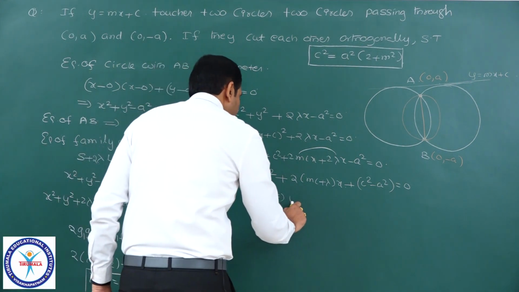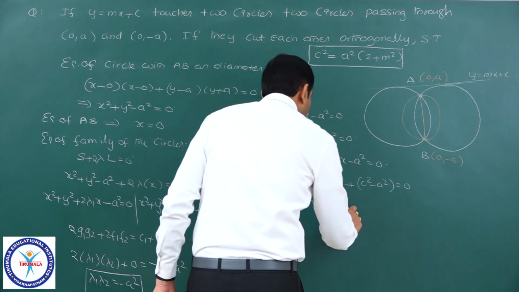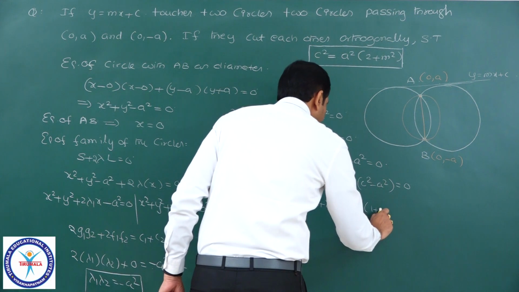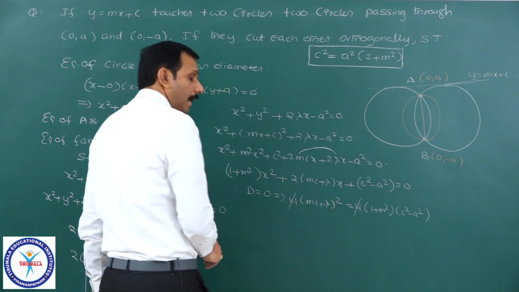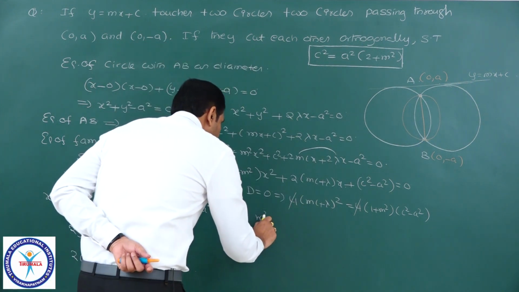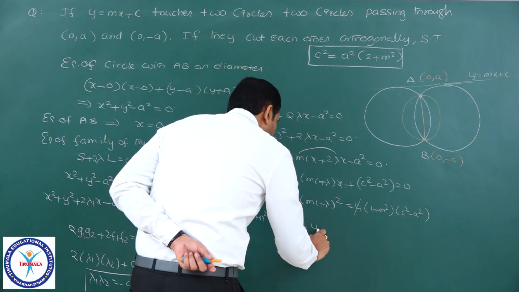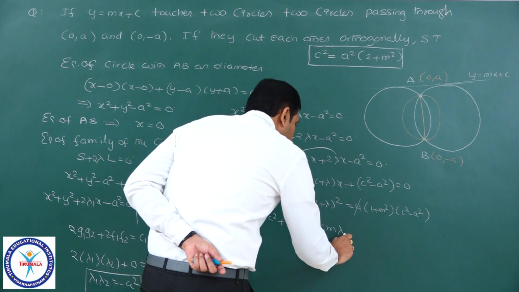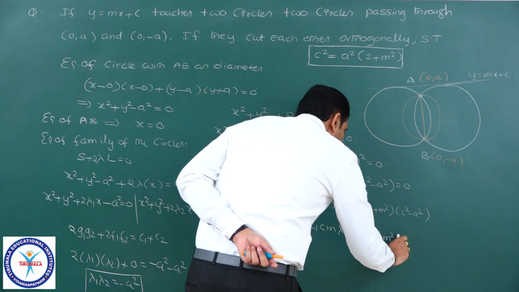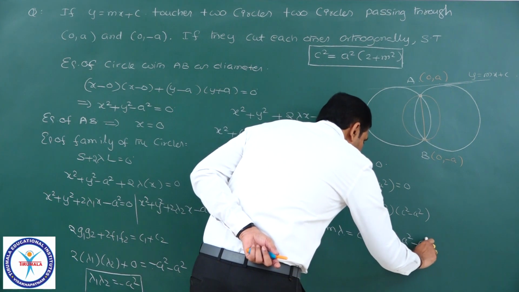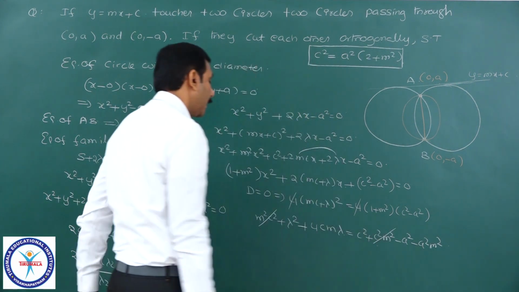Discriminant equal to 0 means 4 times (mc plus lambda) whole square is equal to 4 times (1 plus m square) into (c square minus a square). This 4 will get cancelled. Now m square c square plus lambda square plus 4cm lambda is equal to c square plus c square m square minus a square m square. Here c square m square cancel.